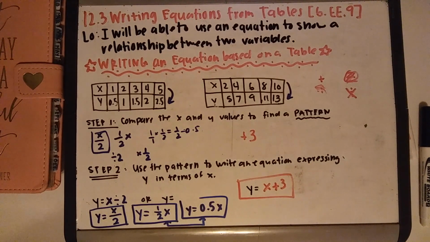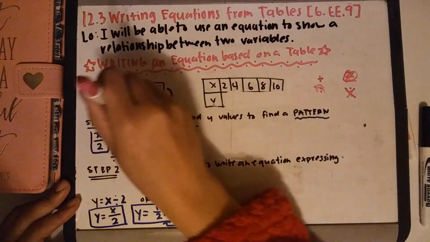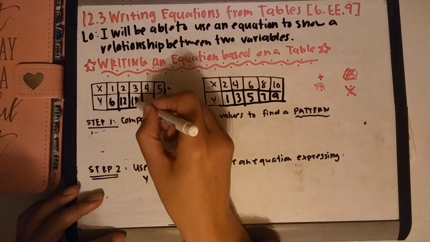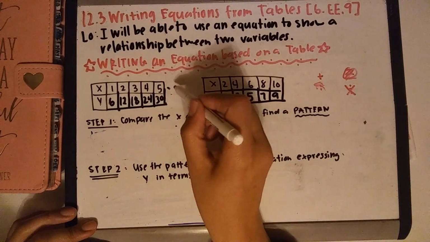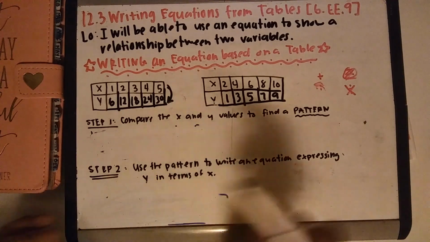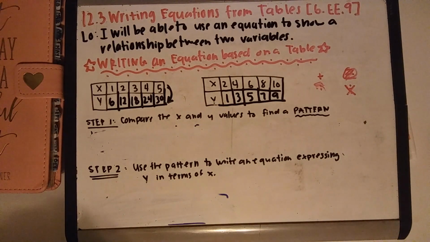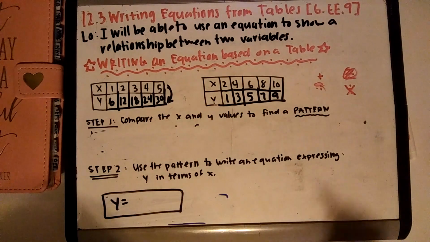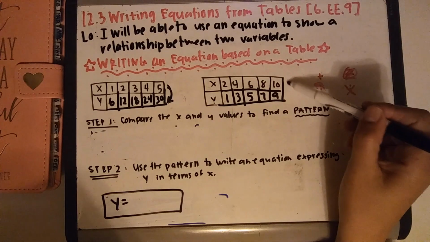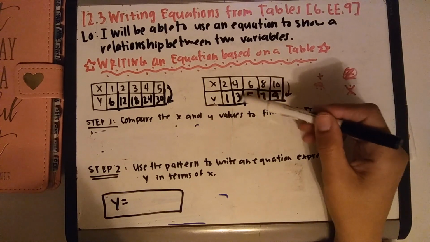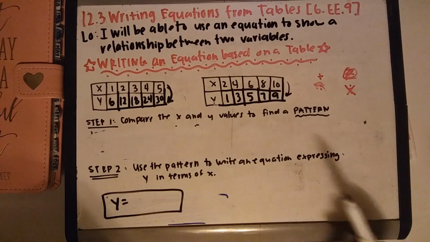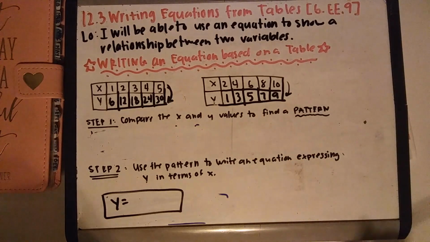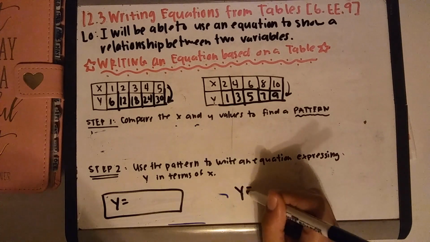Let me go ahead and give you a few to do. Find the pattern of what is happening from here to here. Are we adding, subtracting, multiplying, or dividing to the x to get it to y? And what is the value? And then give me the equation for that. What's the pattern? And then give me the equation for that.